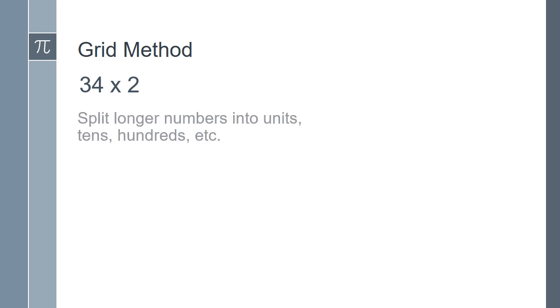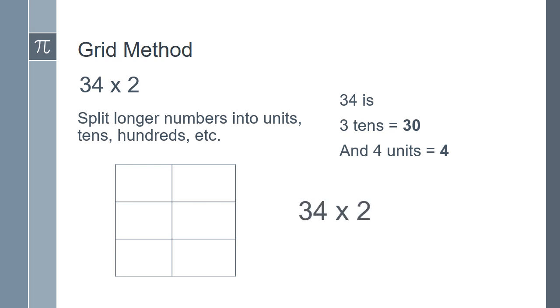Now I'm going to show you two ways of working out multiplication sums. The first one is the grid method. So if you take a sum like 34 times 2, what you need to do first is split the longer numbers into units, tens, hundreds, etc. So 34 is made up of 3 tens, which equals 30, and 4 units, which is 4. So you draw your grid and you put those numbers into your grid. So the 30 goes there, the 4 goes there, and the 2 goes there.